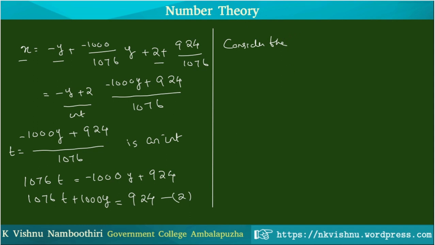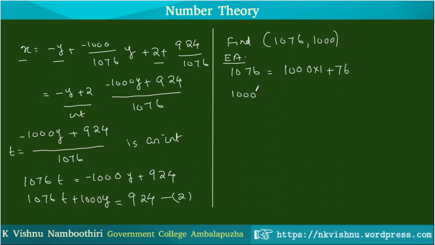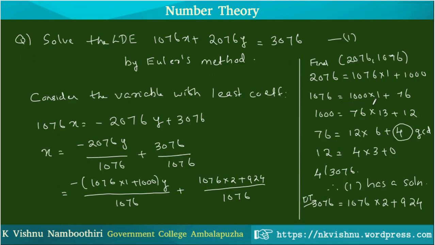Now, even before considering the label, probably we should check whether this LDE is solvable or not. So, what is the GCD of 1076 and 1000? We have to find it. The next step is to find the GCD of 1076 and 1000, and we are again going to use the Euclidean algorithm. 1076 is equal to 1000 into 1 plus 76.